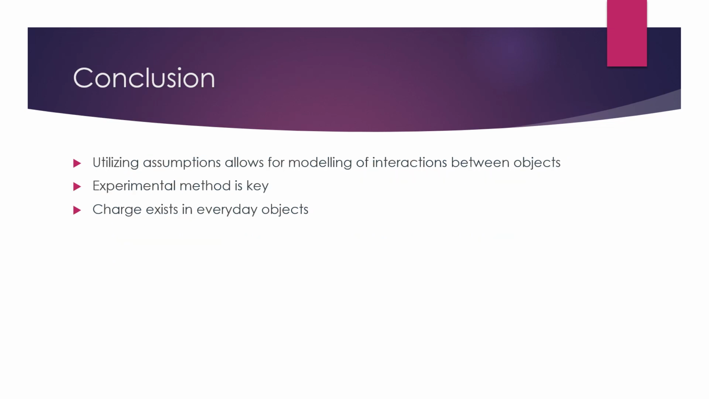In conclusion, I've learned a few things from this lab. One is that utilizing assumptions allows for modeling of interactions between objects, as shown in the Glowscript model. It makes it much easier to understand. Experimental method is also key, and consistency is also very important. And finally, charge exists in everyday objects.